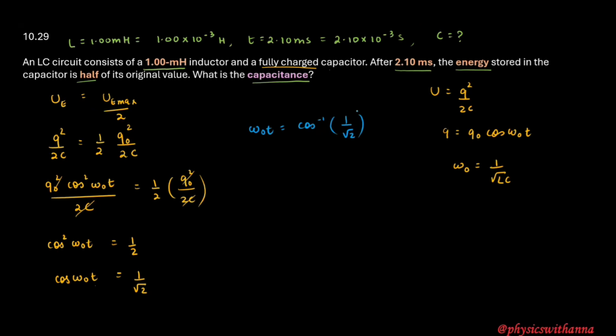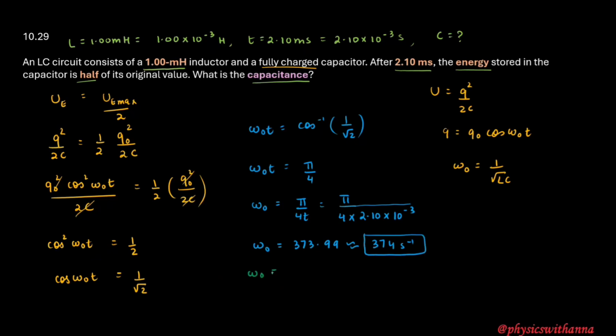Now when you take cosine inverse here, make sure your calculator is in radian and not degree. So omega naught t will become equal to pi by 4. And we get omega naught to be equal to pi over 4t. Now let's substitute to find first omega naught, then we'll find C. So pi over 4 into t is 2.10 times 10 to the power negative 3. That gives you omega naught to be equal to 373.99, which you can round off to 374 second inverse.